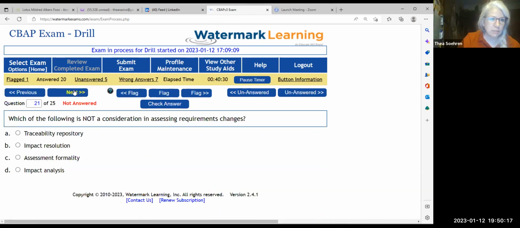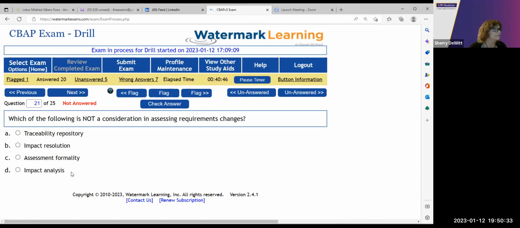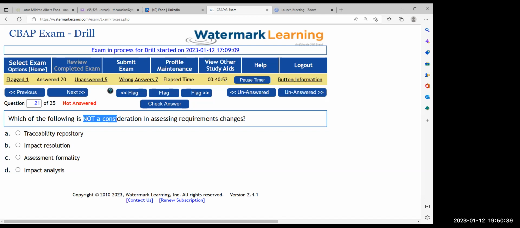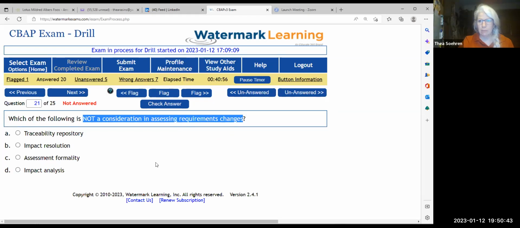We've got 10 minutes. We've got 4 questions. Let's do it. Which of the following is not a consideration in assessing requirements changes? Traceability repository, impact resolution, assessment formality, or impact analysis? I've never heard of it, not a consideration. See, A, which is not a consideration. C. I've heard every one so far. I need somebody else to vote and repeat one of those.